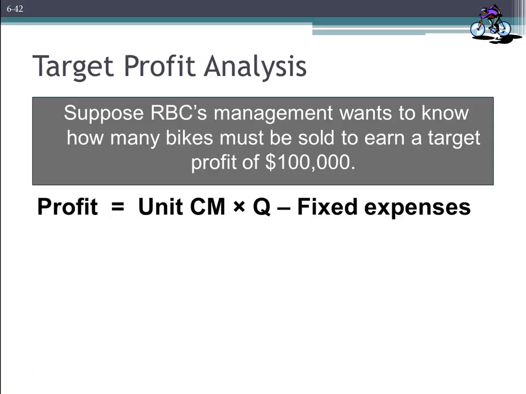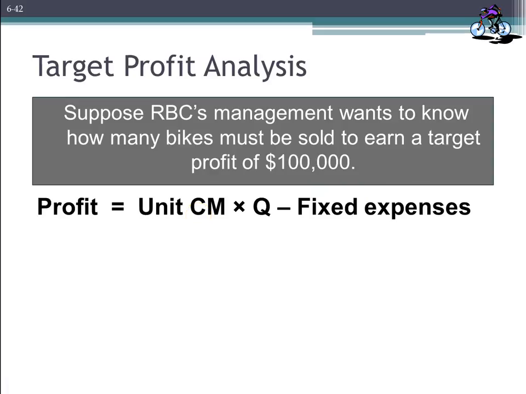So suppose in this example that management or a CEO comes over and wants to know how many bikes need to be sold in order to earn a profit of $100,000. Well, all we need to do is plug in all the amounts that we know and solve for the one unknown variable, which is Q in this example, right? We already know what the target profit is that we want. He just told us, $100,000. We know what the fixed expenses are. Again, this all comes from handout number 2, which shows our baseline information for RBC Bicycle Company. That's $80,000.